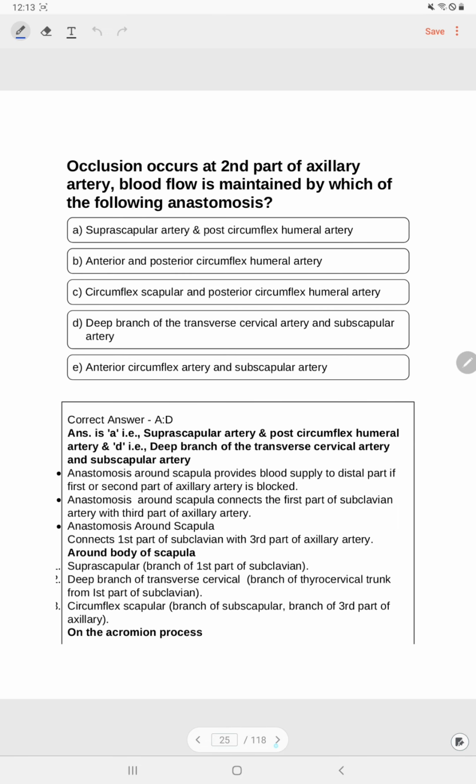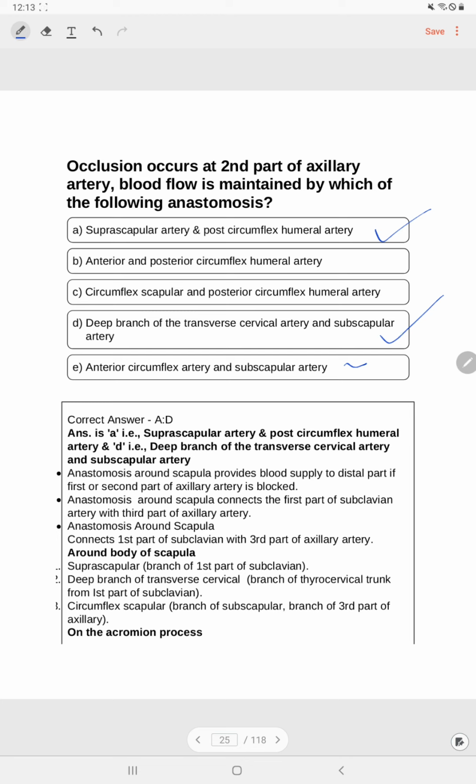Question number 17. Occlusion occurs at the second part of the maxillary artery. Blood flow is maintained by which of the following anastomosis? Suprascapular artery and posterior circumflex humeral artery; anterior and posterior circumflex humeral artery; circumflex scapular and posterior circumflex humeral artery; deep branch of transverse cervical artery and subscapular artery; anterior circumflex artery and subscapular artery. Correct answer is A and D.